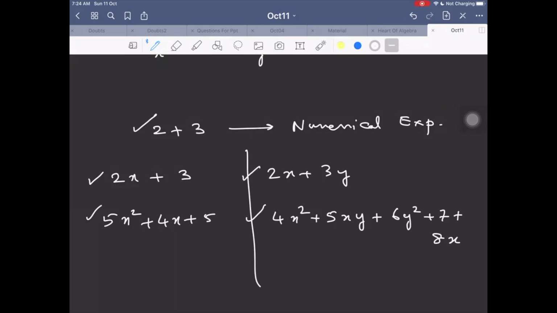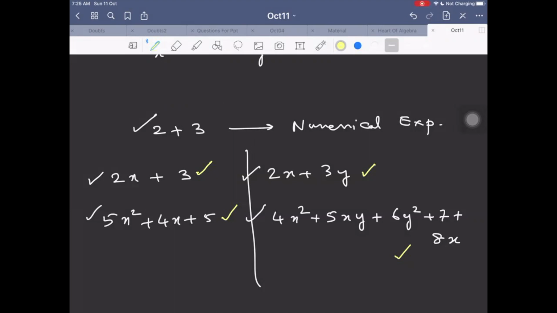Okay. Now, this is a linear expression. No, this is an expression in one variable. This is an expression in one variable. This is an expression in two variables. This is an expression in two variables.